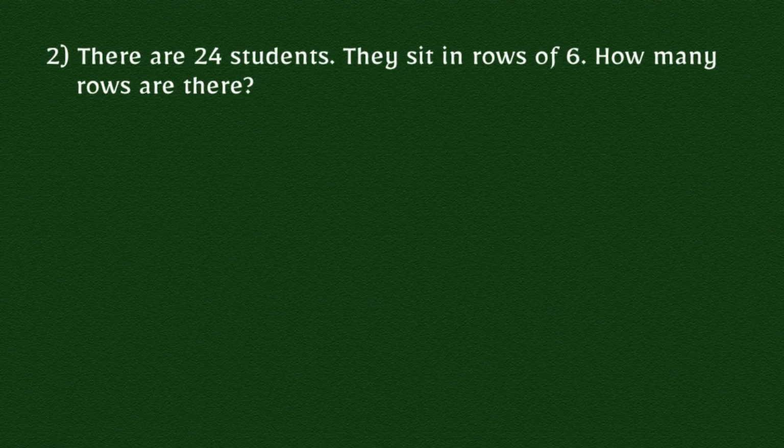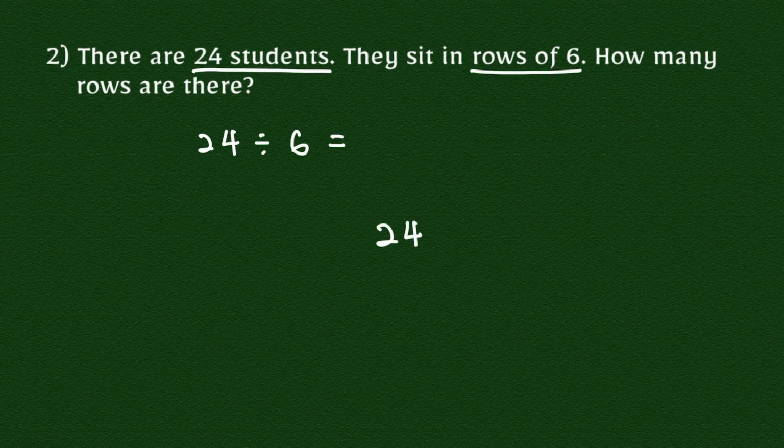There are 24 students. They sit in rows of 6. How many rows are there? 24 divided by 6. 4 times 6 is 24.